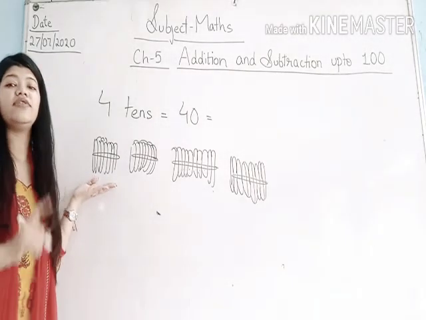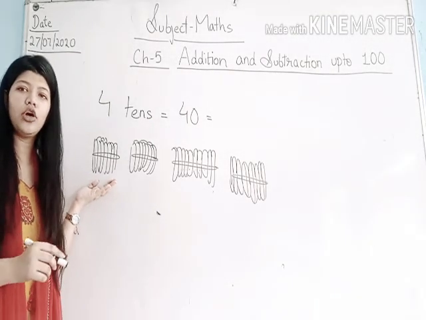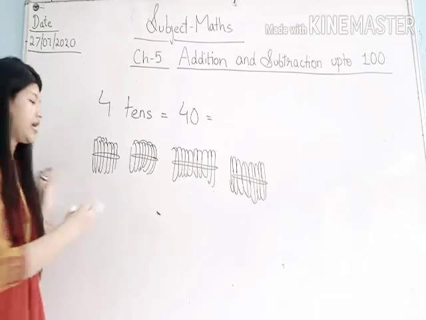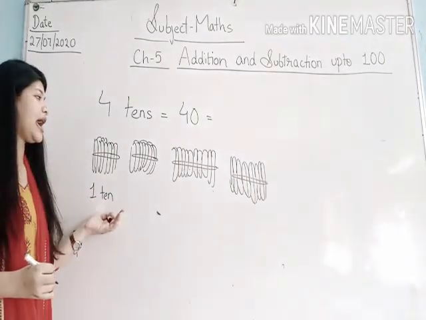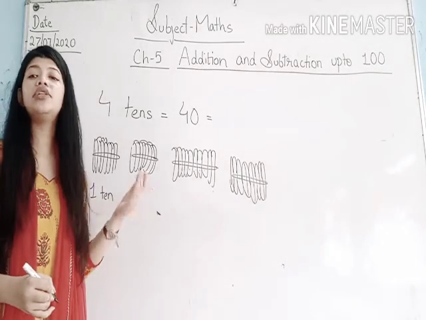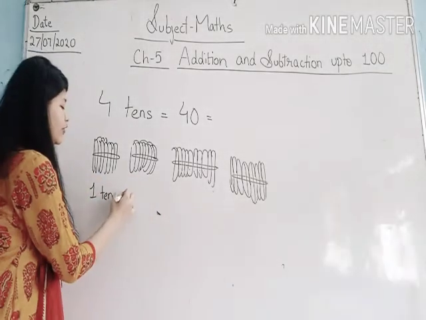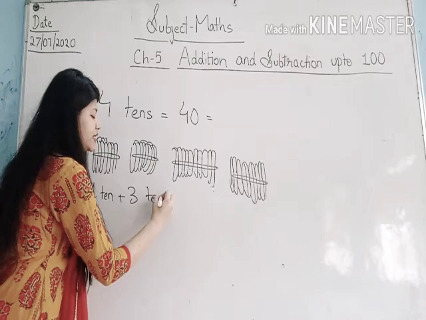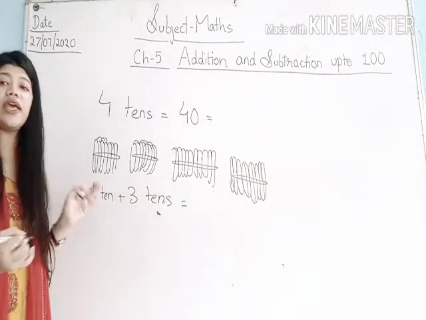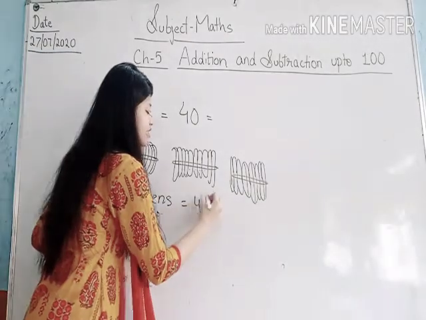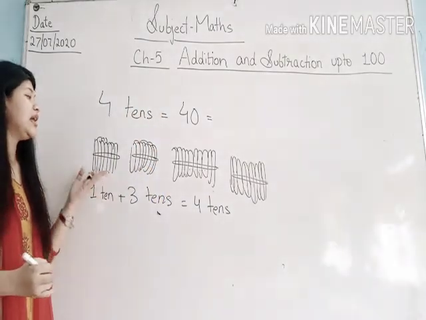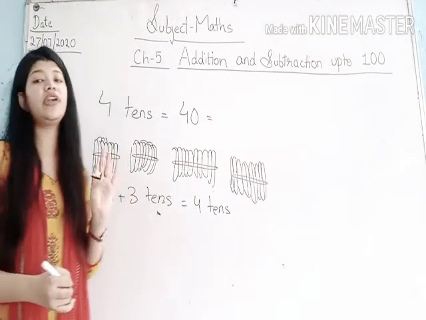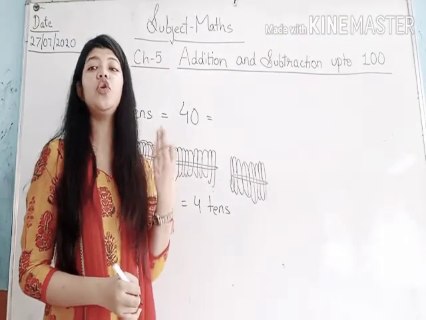If this is one set of 10 sticks, then this will be called 1 ten. Then again I have 3 more similar sets. So 1 ten plus 3 tens is equal to 4 tens. This is 4 tens, which means 4 sets of 10 sticks, which is equal to 40.